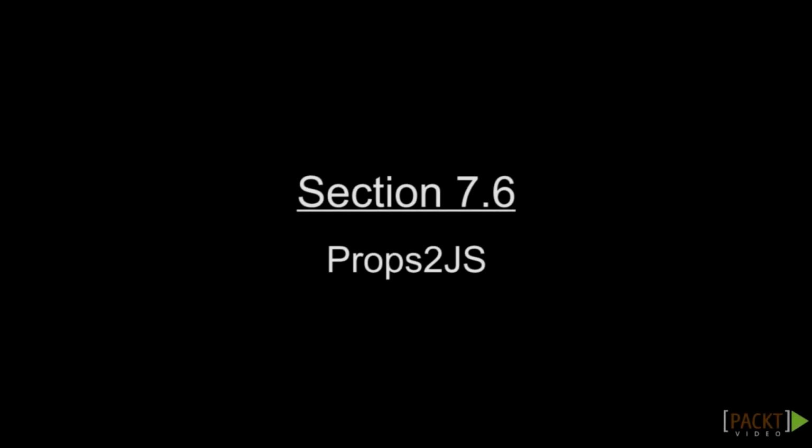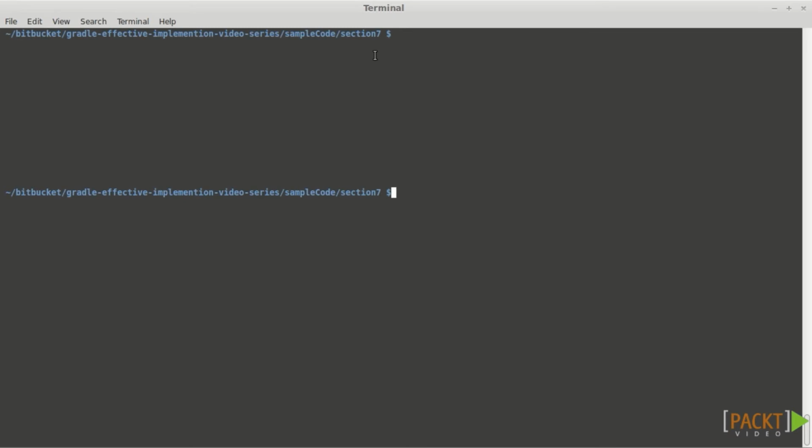Props to JS. The JavaScript plugin also supports a library called props to JS. What this does is perform a simple task of converting Java properties files into JSON or JavaScript property files. This is kind of handy when you're deploying a project and you're using properties with Java code and you need to translate that over to JavaScript code that it can use without having duplicate properties files throughout your code base. So let's show you an example of using that.